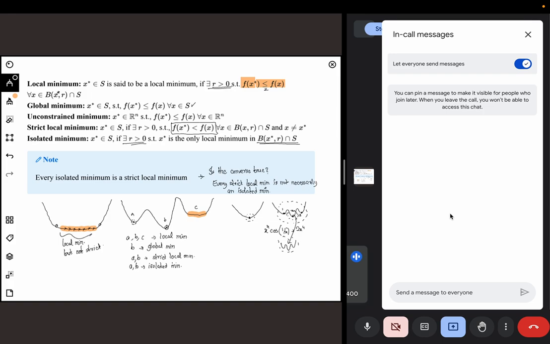So you will end up finding a scenario where this isolated minima that you are supposed to find will always be accompanied by two of these ranges. Which means the strict local minima cannot always be an isolated minima, especially when functions have many undulations, many of these curves that can happen inside the function.